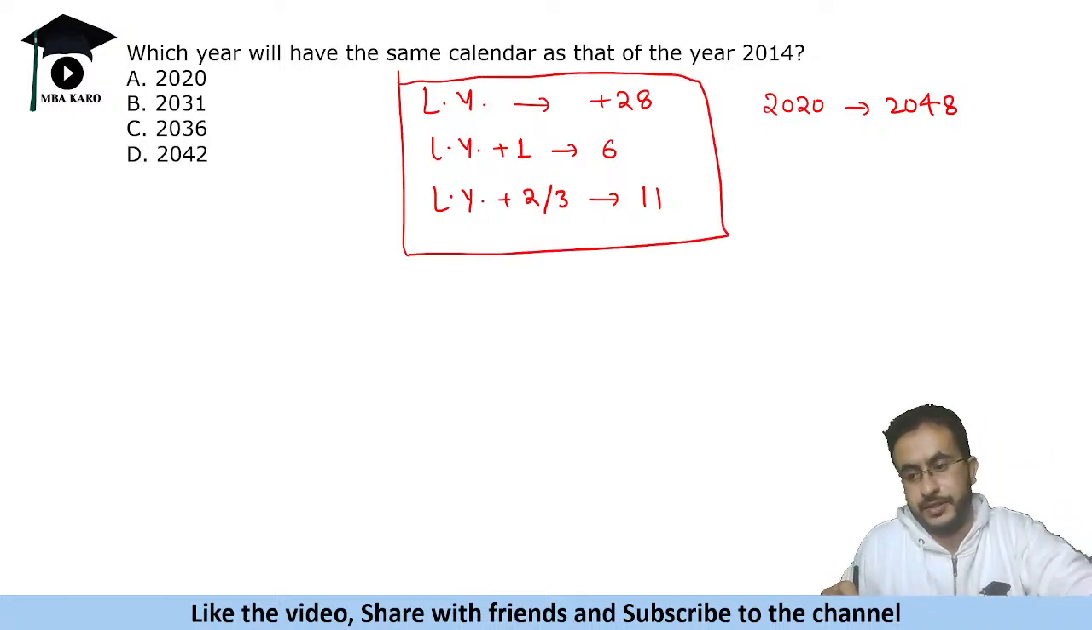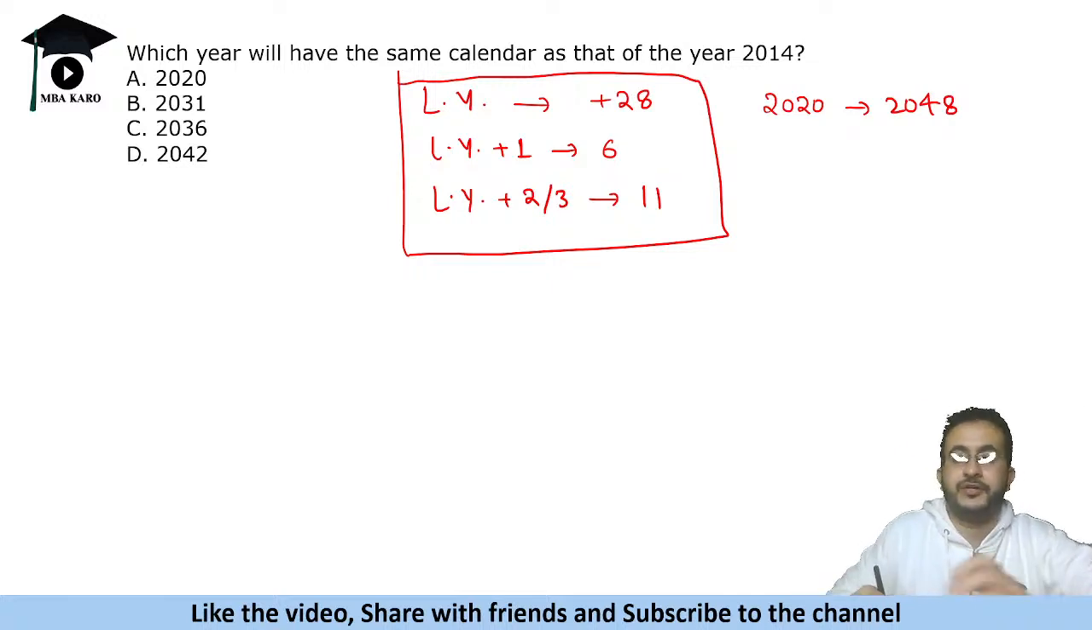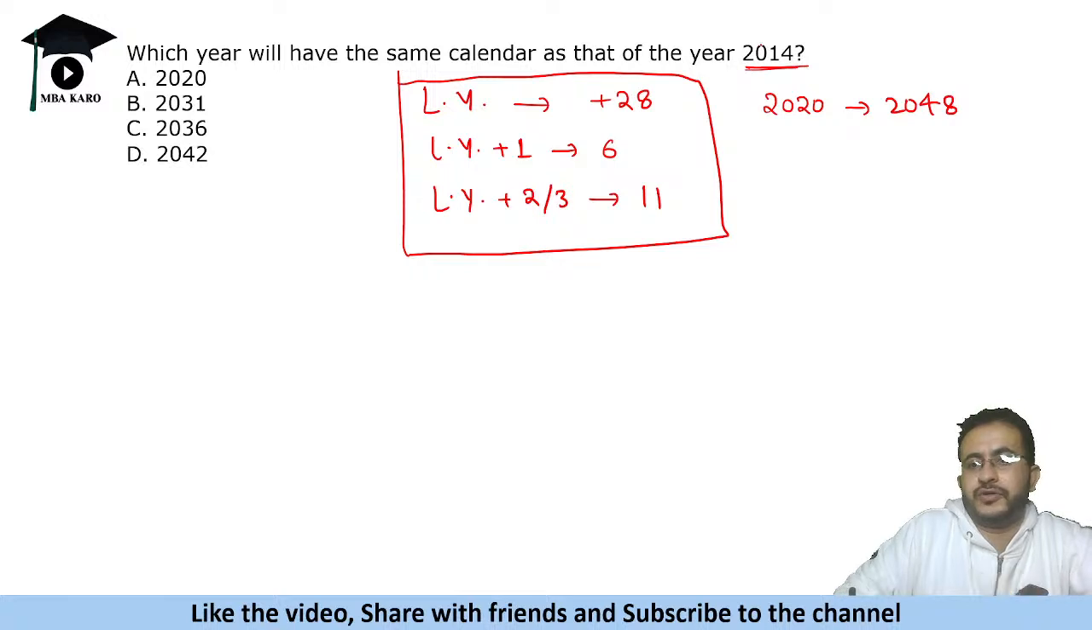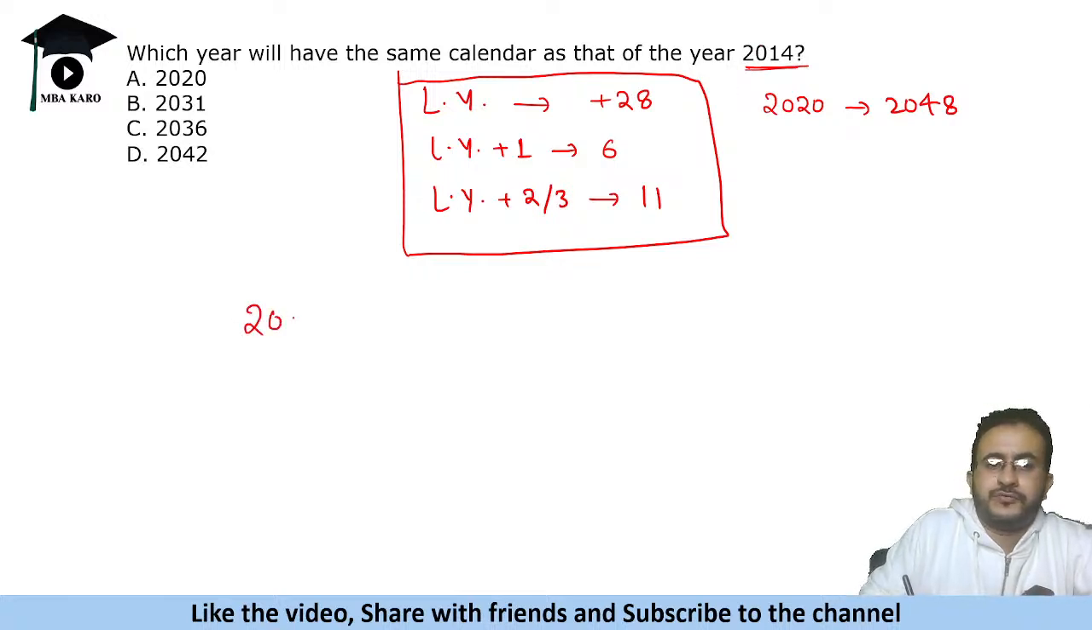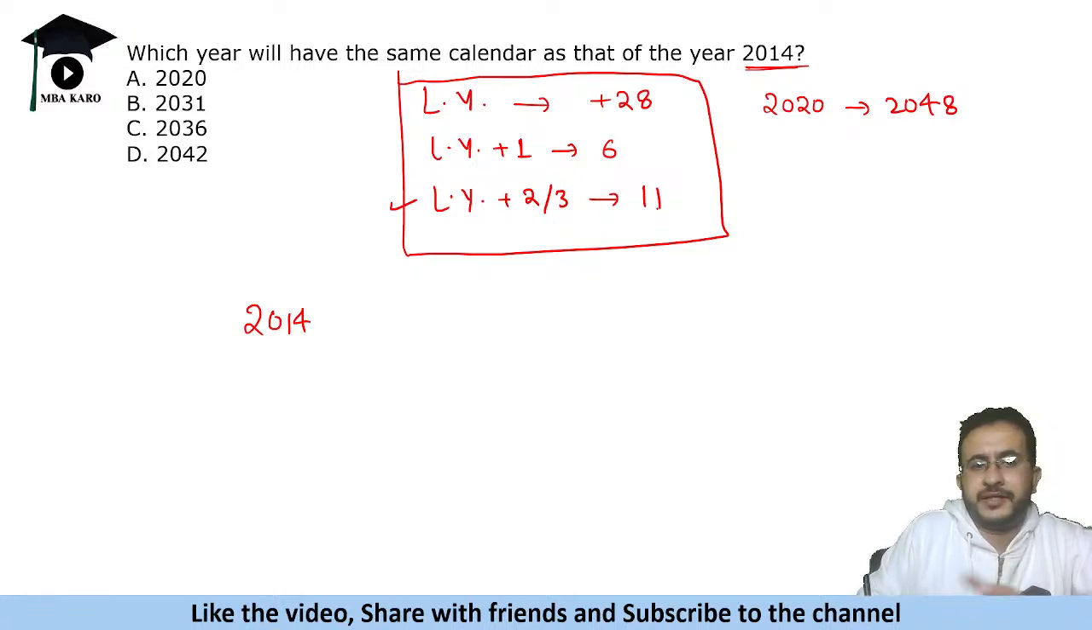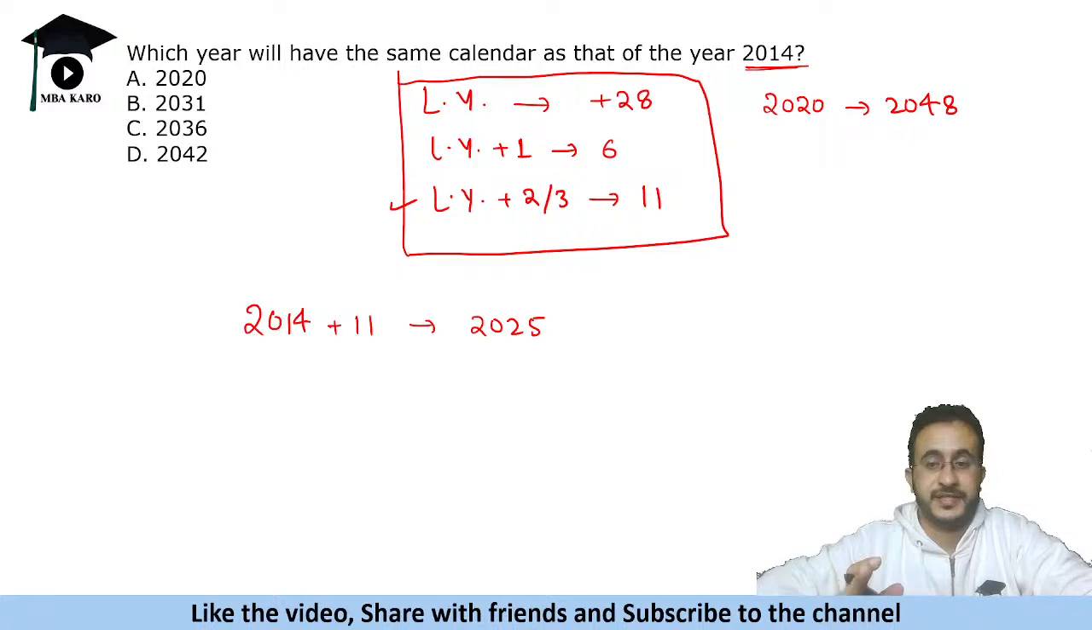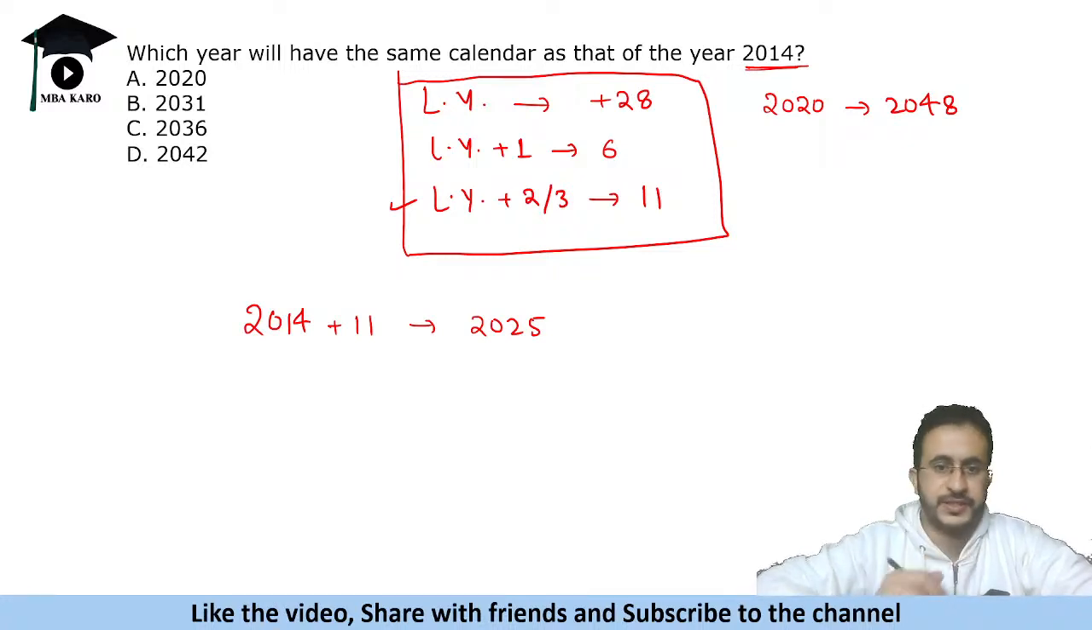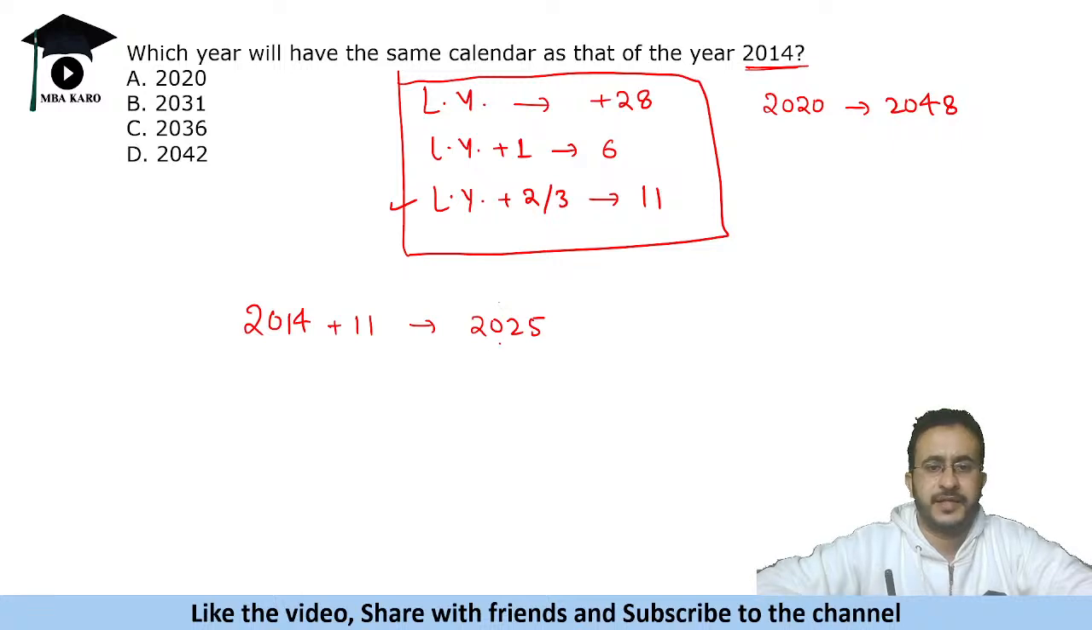Okay. So let us try to find out when will the calendar of 2014 repeat. 2014 किस category में आता है? Leap year plus 2. So it will repeat after 11 years. Okay. After 11 years, it becomes 2025. Okay. 2025 will have the same calendar. Now see this. 2025 will have the same calendar.